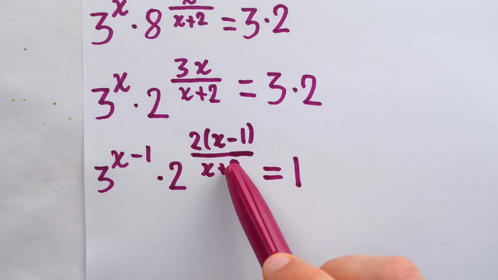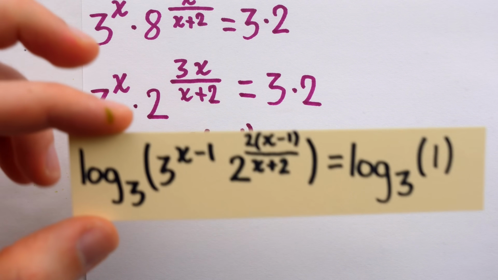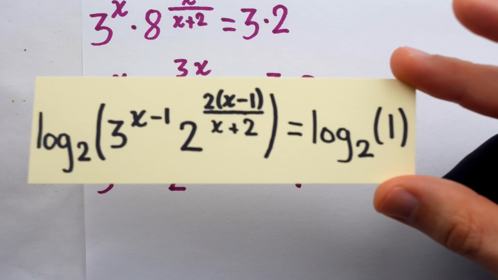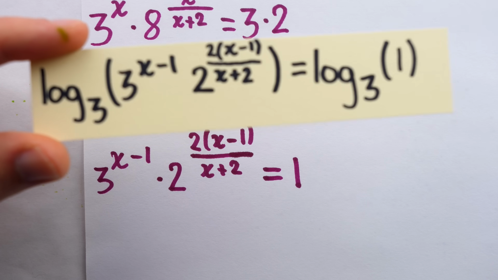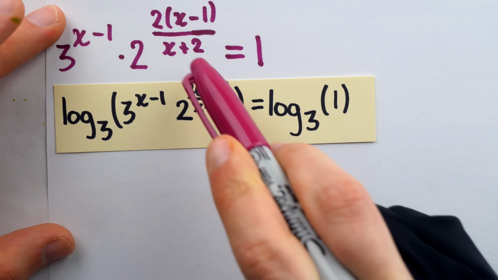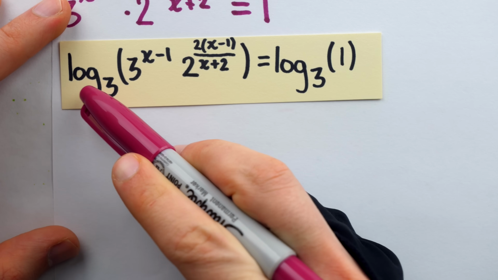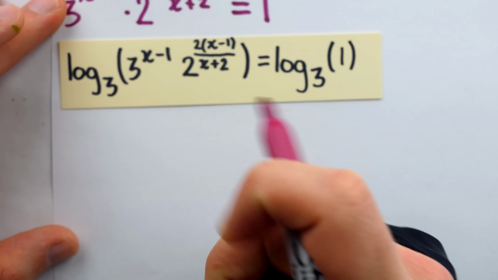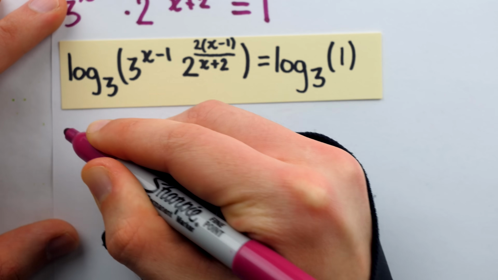Finally, to get the variable out of the exponents, we will need to take logarithms. We could do log base 3 or log base 2, but things are a little nicer if we do log base 3. So we'll take log base 3 on both sides. Now, the log of this product is equal to the sum of the individual logs. And log base 3 of 3 to the x minus 1, well, the bases will cancel out, and that's just going to be x minus 1.